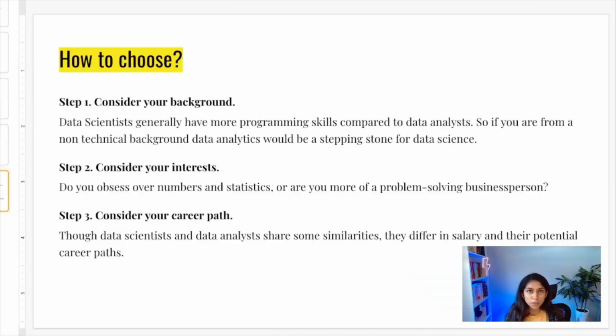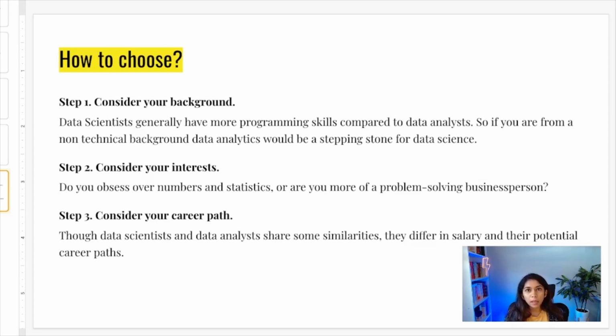Now, coming to the most important question: how do you choose? How do you consider data analytics or data science? The way I would choose my career, if I were choosing right now, is I would consider my background. What do I mean by that? I would look at both roles, data scientist and data analyst. My background is that I come from a non-technical background.